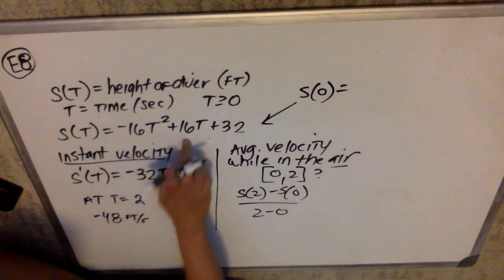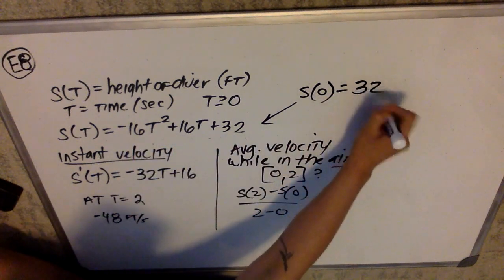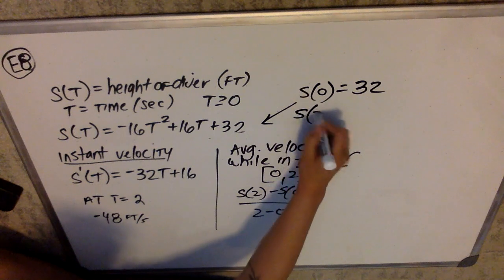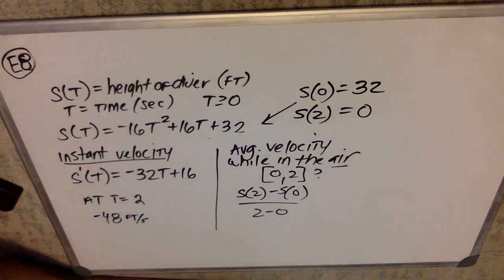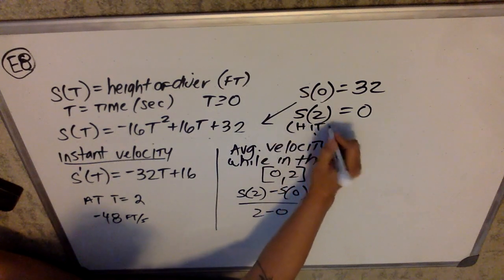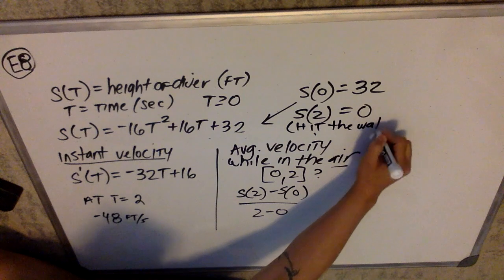S of 0 would be 0 plus 0 plus 32. So great, right? And actually, here's the funny thing. We already know s of 2. We know s of 2 is 0, right? Because we know that she hit the water, right? So she hit the water at 2.